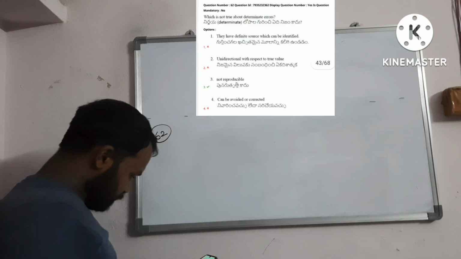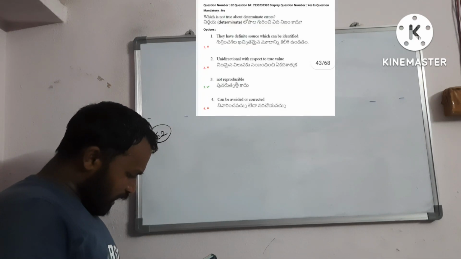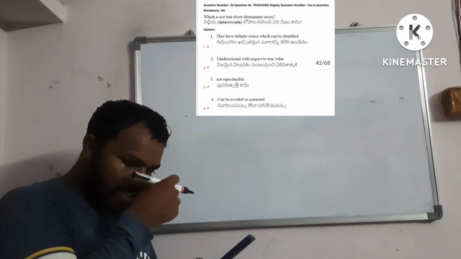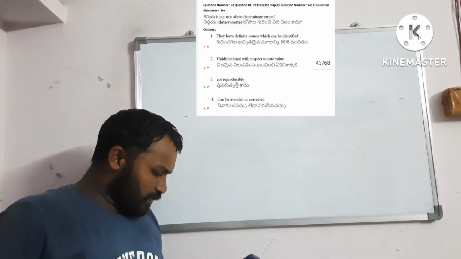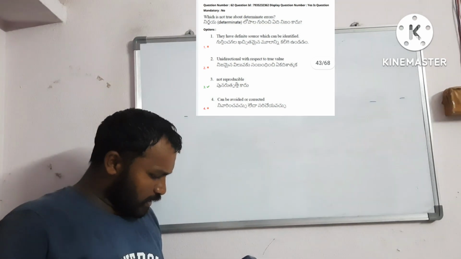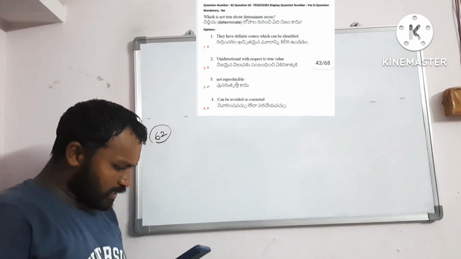What is that? Which is not true about determinate errors? Determinate errors are not reproducible. This is also a very important concept. Next question number 63.